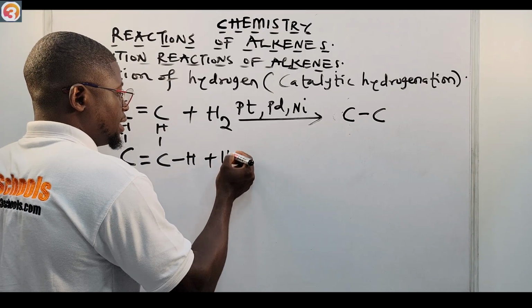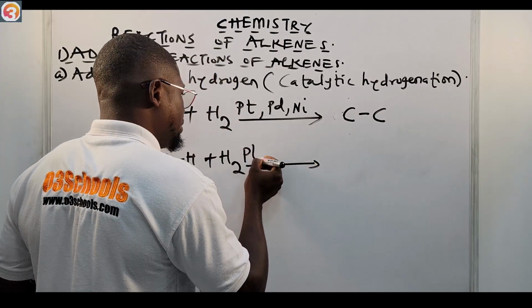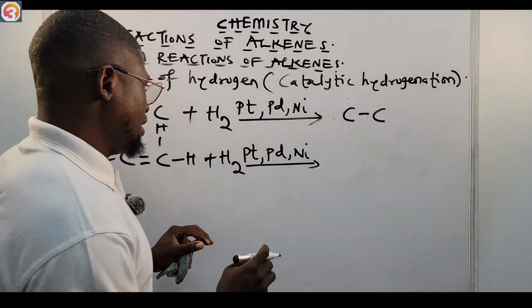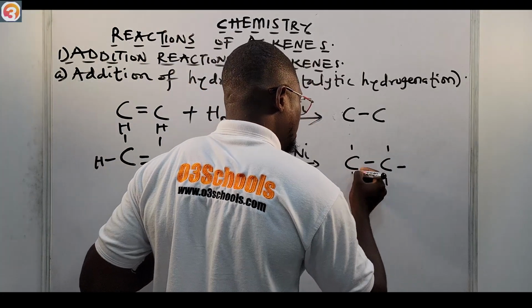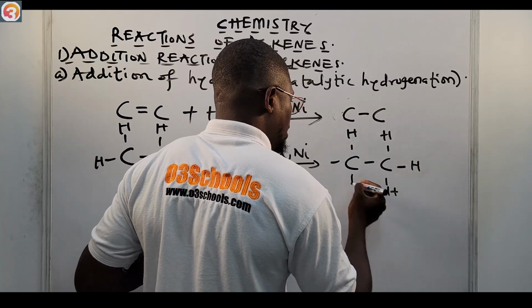Then, of course, plus H2, in the presence of this catalyst, platinum, palladium, and nickel. Take note of the catalyst. Then to now give us an alkane, C single bonded to C. We can complete our structure: H, H, H, H, H, H.